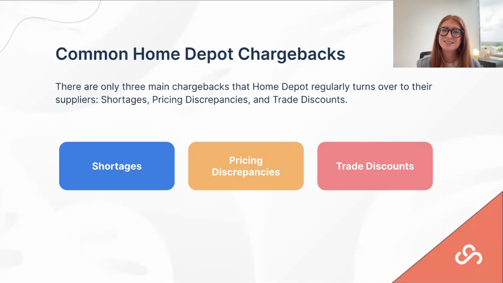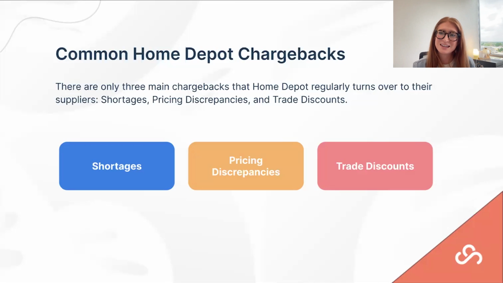And then trade discounts is the third and kind of not oddball, but they are contractual, of course. But Home Depot treats them as a chargeback if the correct amount is not being taken at the time of invoicing. So those are our main three.